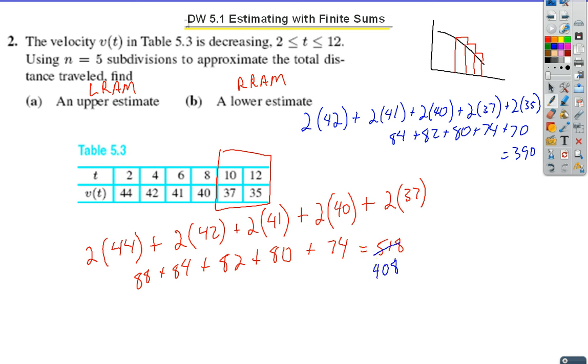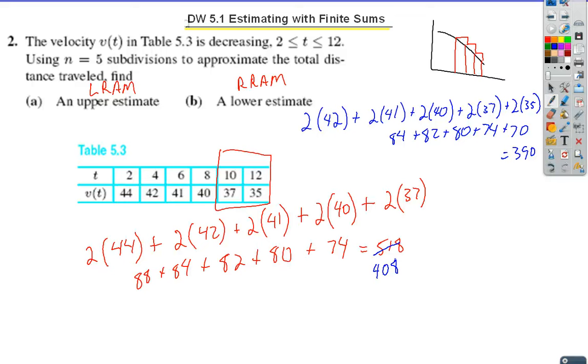Okay, so what does this tell me? This tells me that the actual distance that I traveled in that time frame was between 390 and 408. I don't know where, it's between there. It's not in the middle. I don't know how much it is, but I do know it's between there for sure. Okay, it's actually kind of handy, to do it relatively quickly.